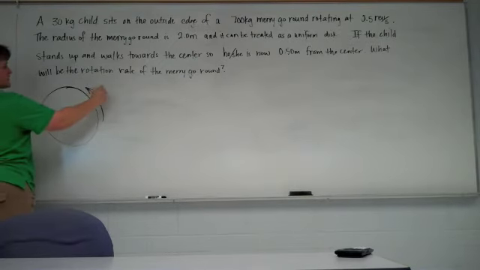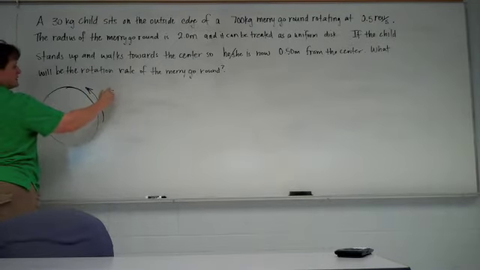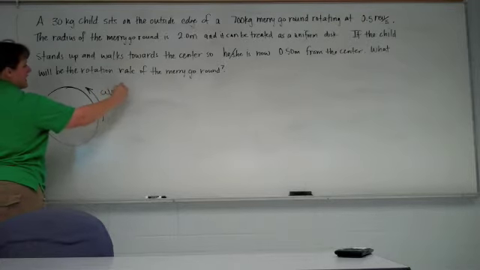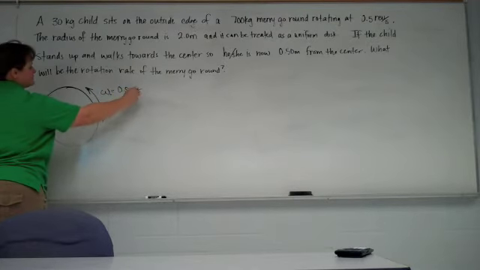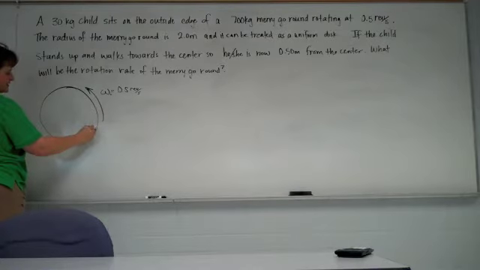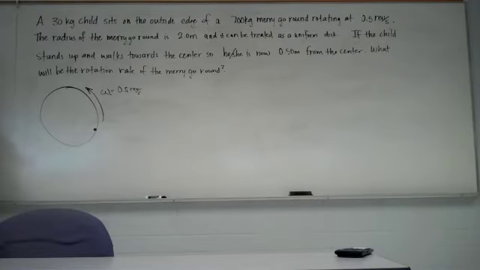So the merry-go-round is rotating initially at half a revolution per second. The kid is originally sitting on the outside edge. Kid gets up, walks in, here's the rotation axis. Kid walks until he or she is right here, a distance of half a meter from the rotation axis.